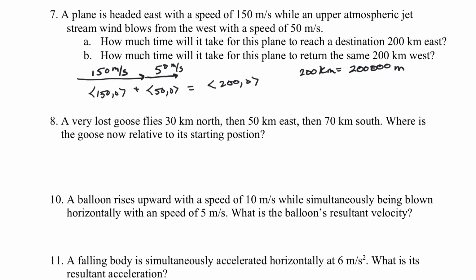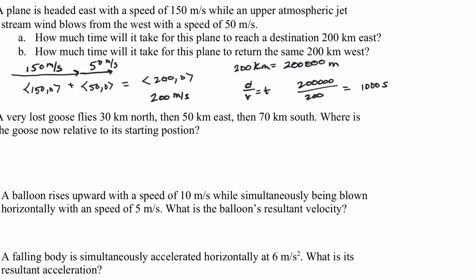I could do the Pythagorean theorem here, but that's kind of pointless. 200 meters per second is how fast the plane is moving with the boost of the wind directly behind it. And so we would simply say distance divided by velocity is equal to the time. 200,000 divided by 200 meters per second tells us it's going to take 1,000 seconds for this plane to traverse those 200 kilometers. Okay?